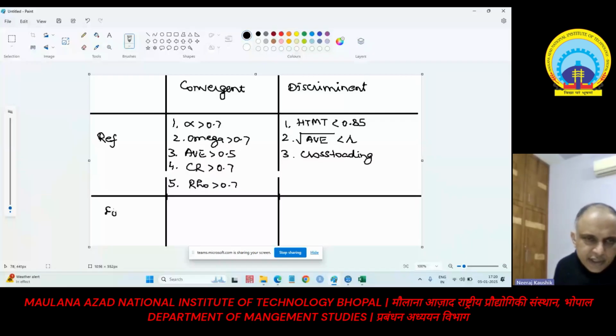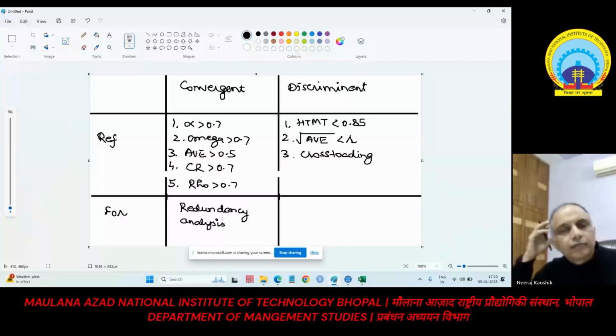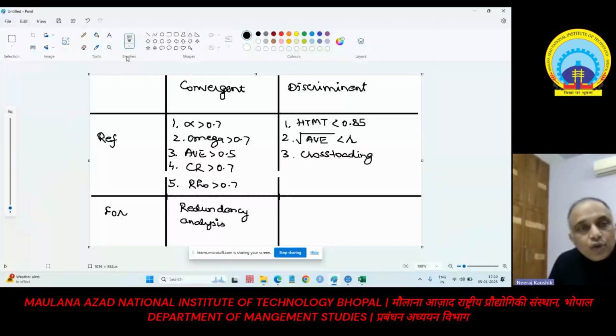For the convergent validity, it's called the redundancy analysis. So here one thing is very important. Square root of AVE should be greater than R in discriminant validity. Absolutely correct. Redundancy analysis means a single global item you must measure at the time of data collection.